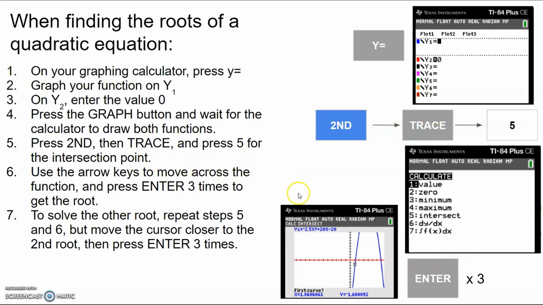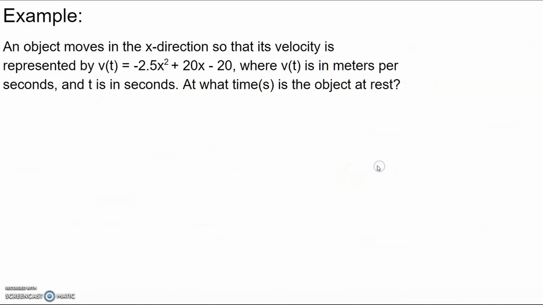Then you would use the arrow buttons to move the function so that it's close to the root and press enter 3 times to get that root. And then to solve for the other root, you would do the same thing, just get close to the second root. So we're going to do an example to demonstrate this.